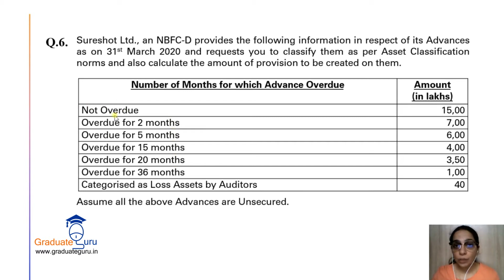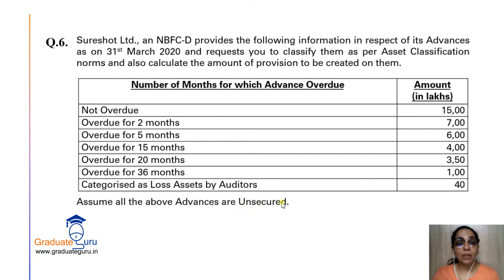So not overdue, overdue for 2 months, 5 months, 15 months, 20, 36 months, and finally those which are categorized as loss assets by the auditor. Amounts are given in lakhs, okay, and they have said assume all the above advances are unsecured.